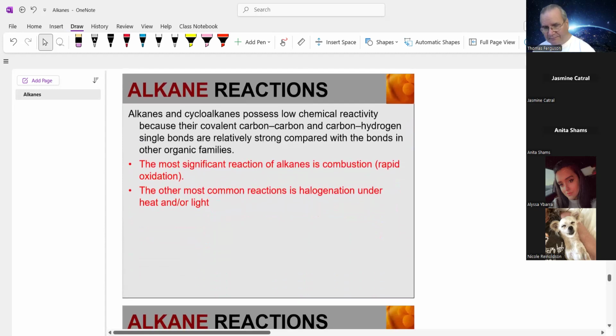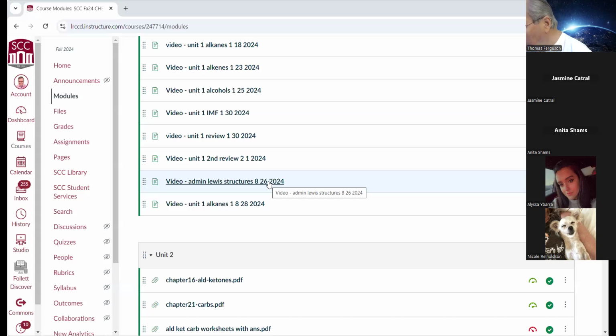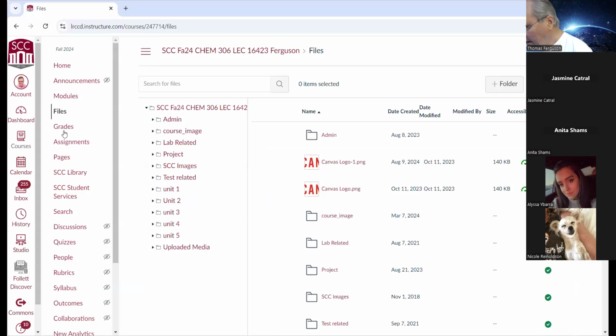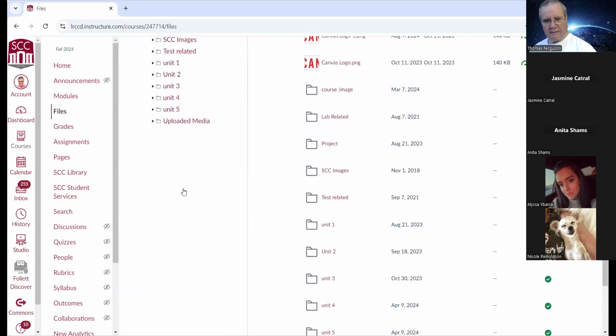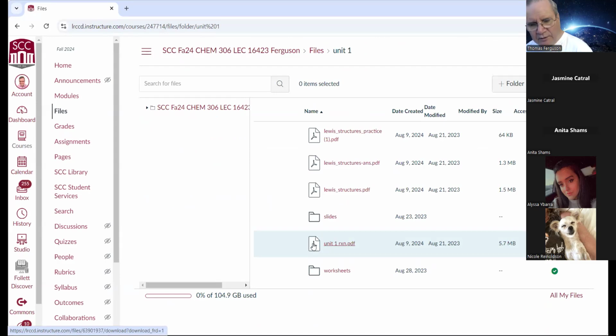Okay. So reactions now. There are only 2 reactions for alkanes. Now remember, every test, every subunit is going to build on the previous one. So one of the things I've made for you guys is something called Unit 1 reactions.